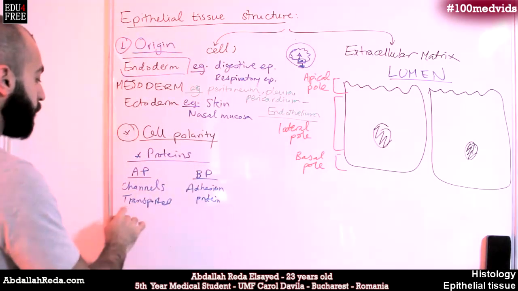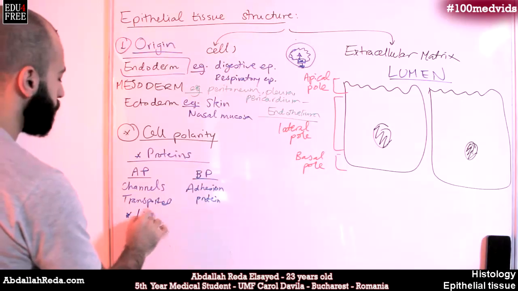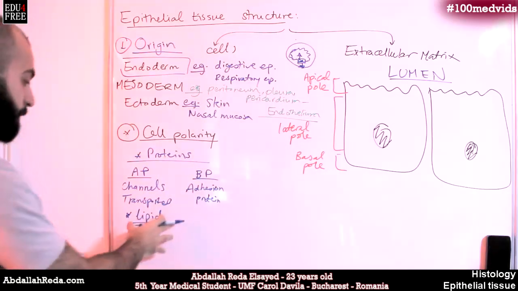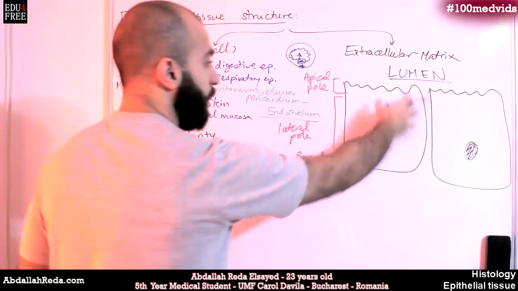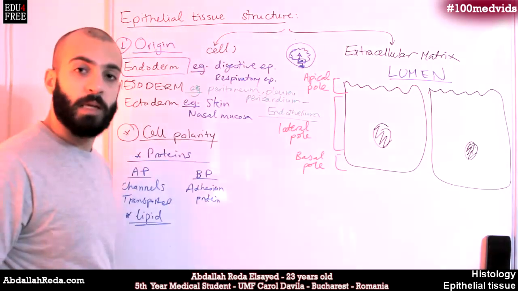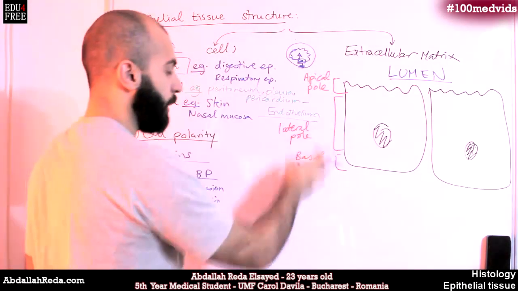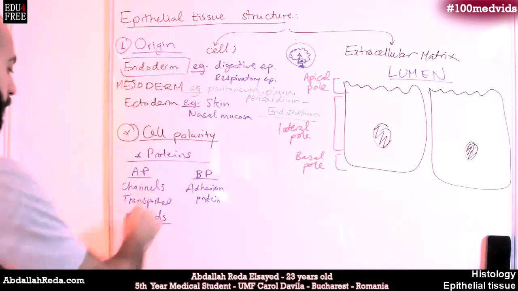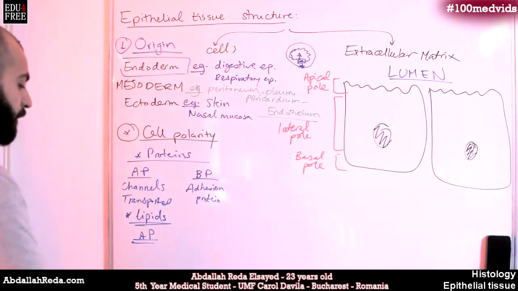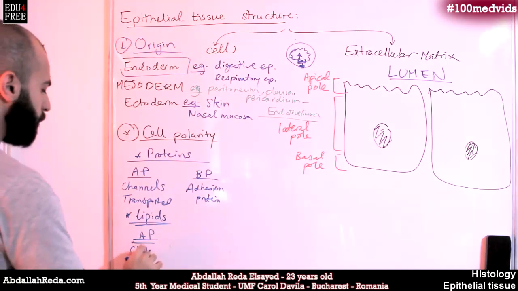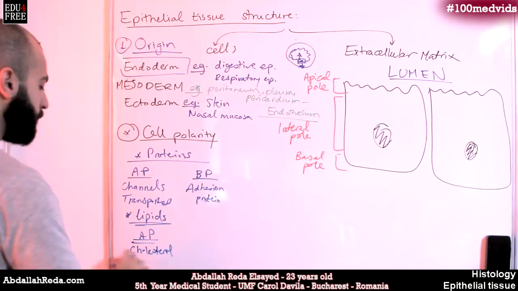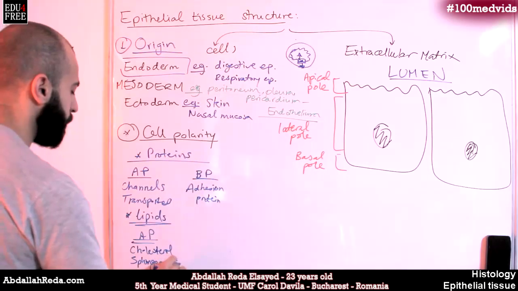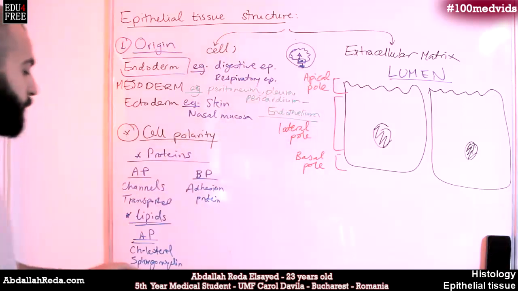So this is for the proteins. For the lipids, as we all know, the membrane of the cells is made of phospholipids. So the distribution of the lipids in the membrane of the cell is different in the apical pole from the basal pole. The lipids in the apical pole, we would have cholesterol and sphingomyelin. So in the apical pole, we have cholesterol and sphingomyelin.